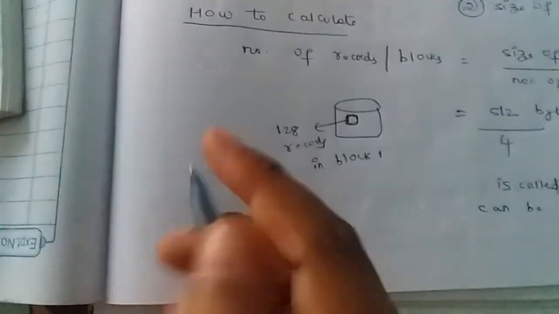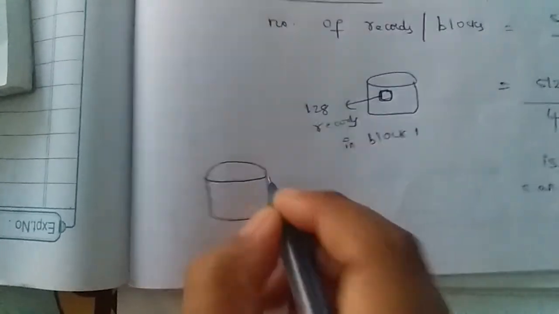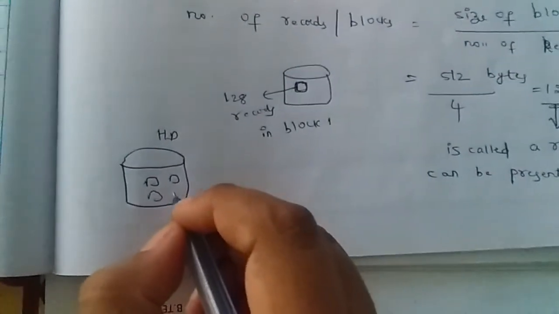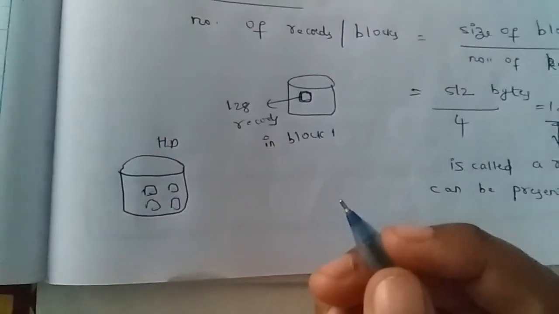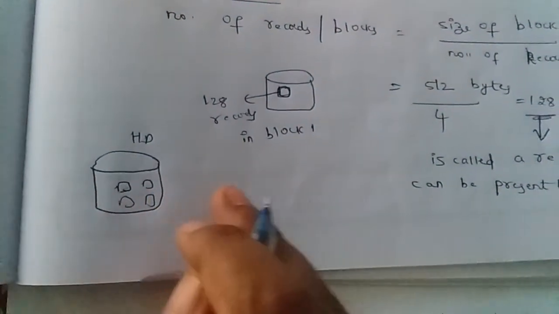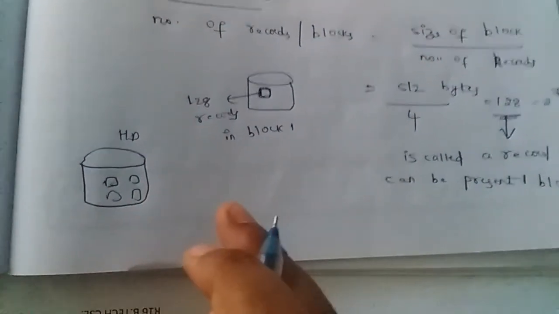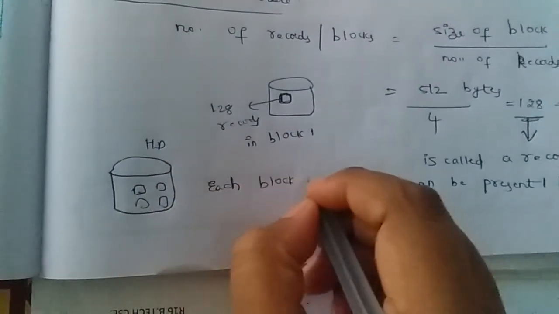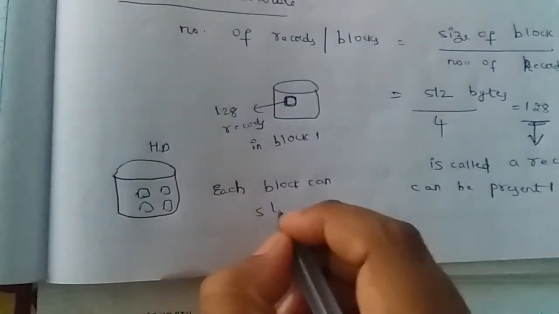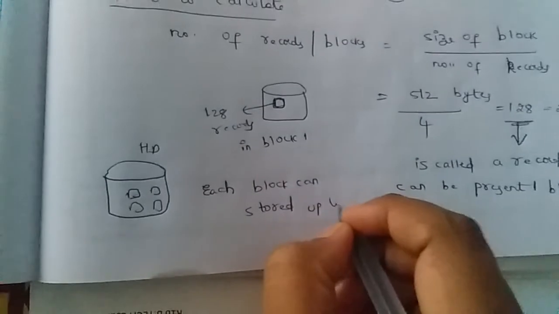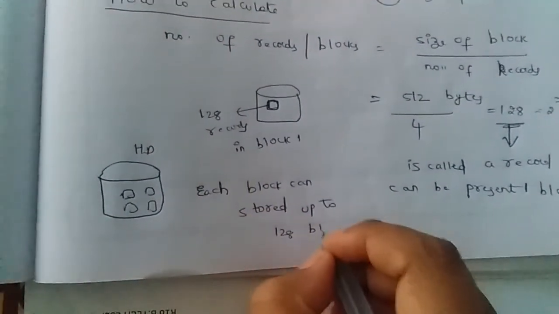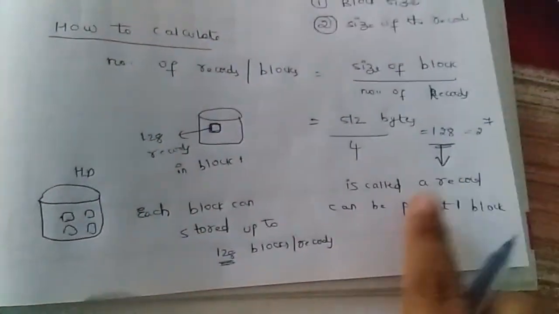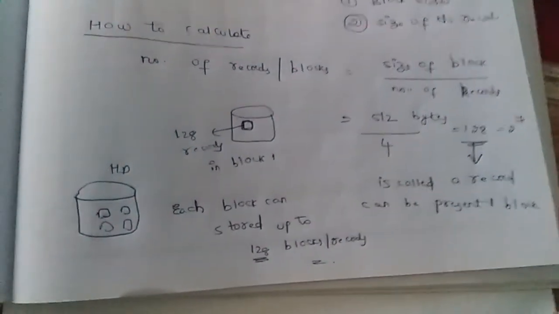Next, for example, the hard disk contains 4 blocks. Each block can store up to 128 records. How to calculate 128? Like this is file organization.